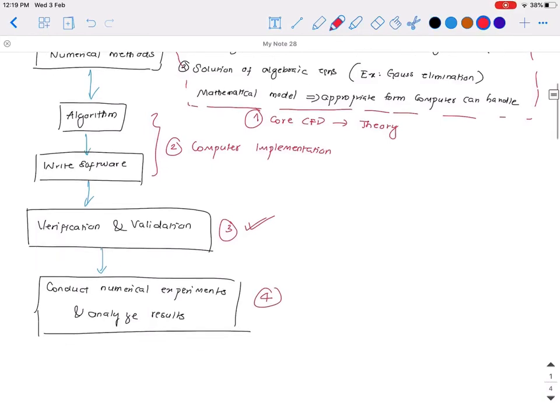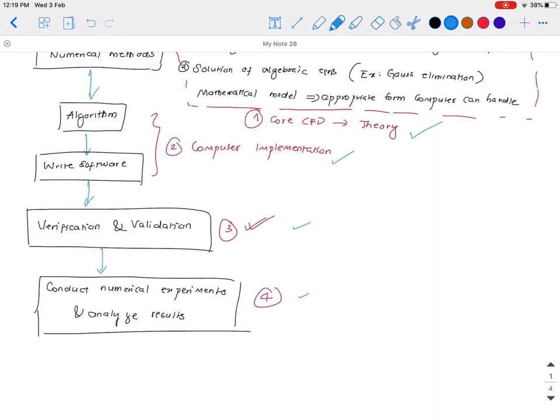Okay, so in general, any computational analysis of a physical problem involves 4 steps. One is the discretization of the governing equation. Second is the computer implementation. Third is that you verify and validate your code. You verify your model and validate your code. And the fourth step is to perform the numerical experiments to get physical information about the problem.